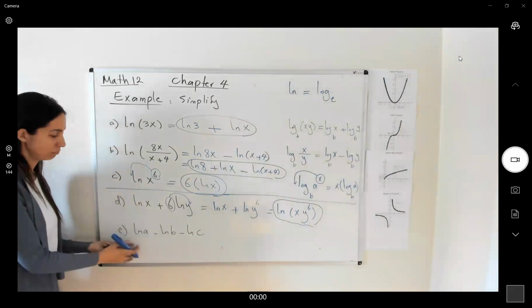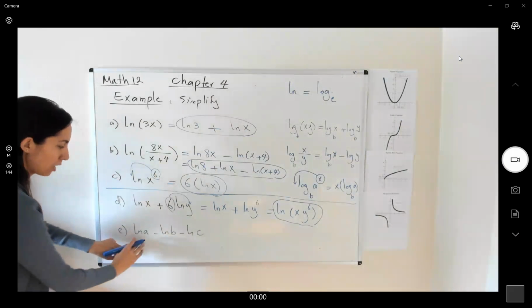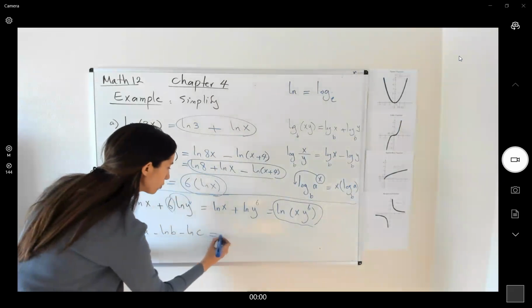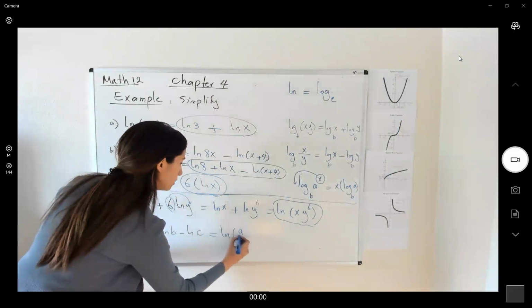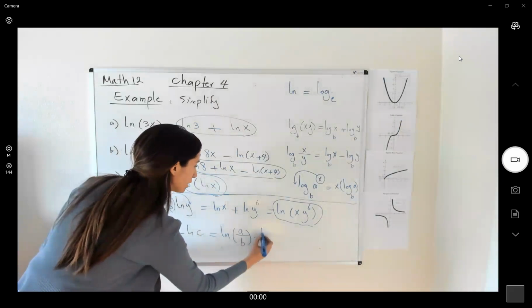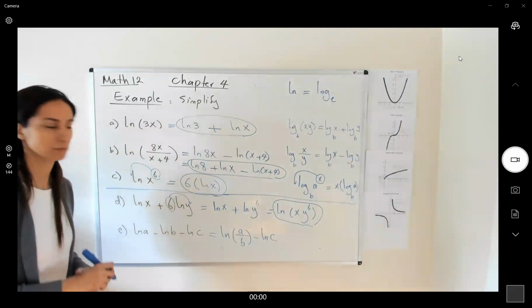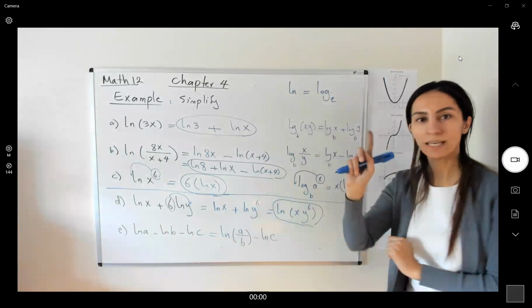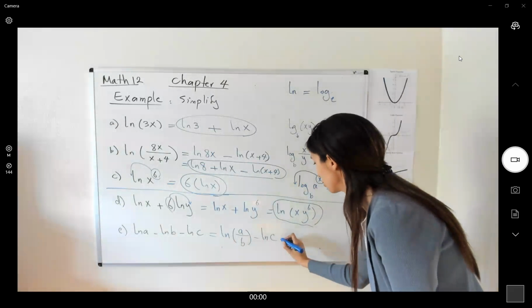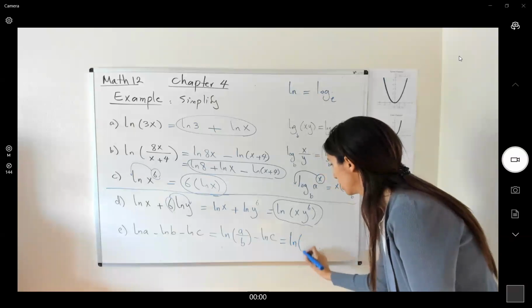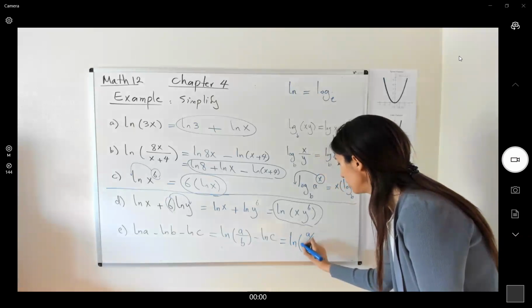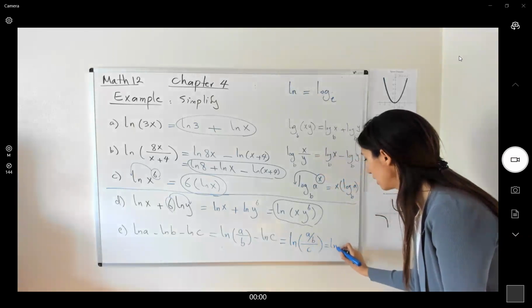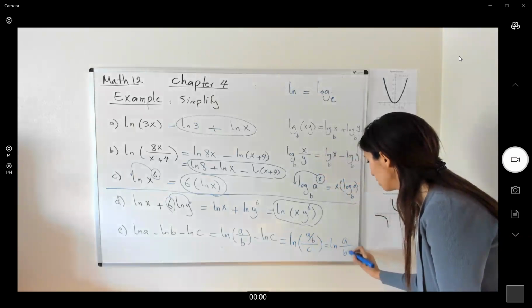For the last one, you have subtraction. ln of a minus ln of b is equal to ln of a divided by b, minus ln of c. You have subtraction between two ln's. It means that you get one ln with division between these two. Be careful about the order. It is a divided by b. The whole thing is divided by c, which is equal to ln of a over b c.